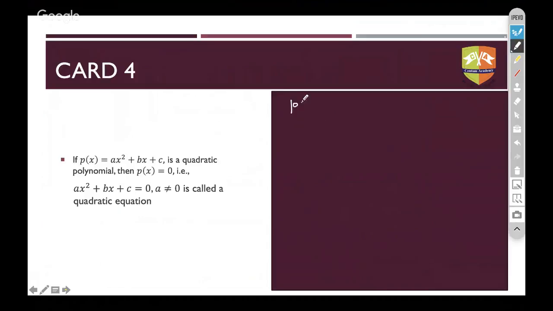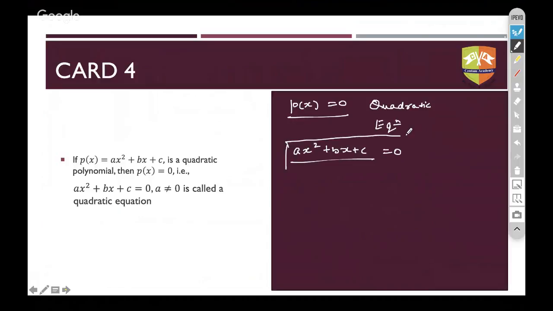So equate any quadratic polynomial to 0, you will get a quadratic equation. There is nothing much to delve into it. So the quadratic equation definition is, there is a polynomial which is ax square plus bx plus c. So ax square plus bx plus c, let's say if you equate it to 0, or for that matter any other number, and then express it in this form, ax square plus bx plus c equals to 0, then it is a quadratic equation.